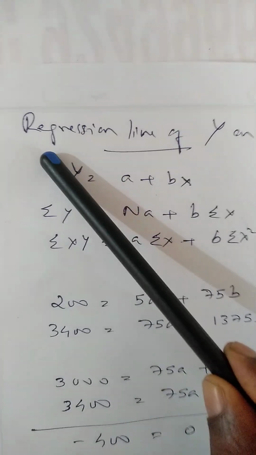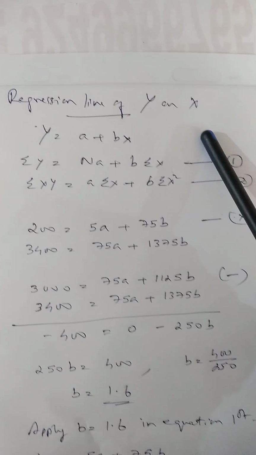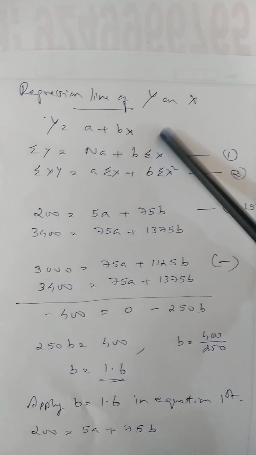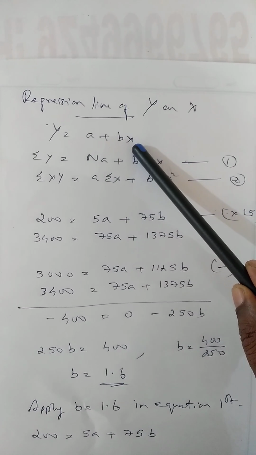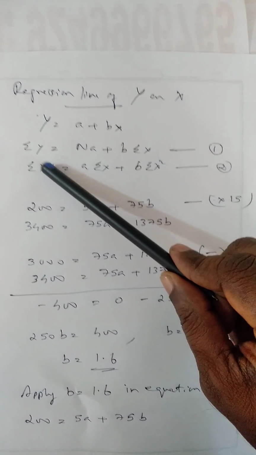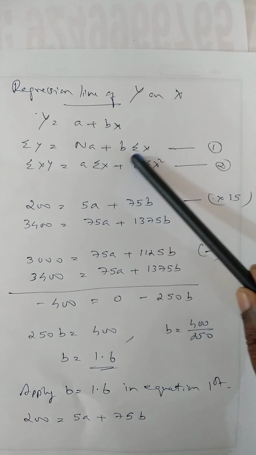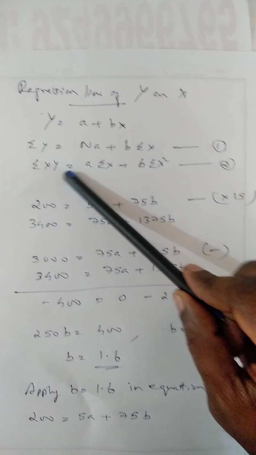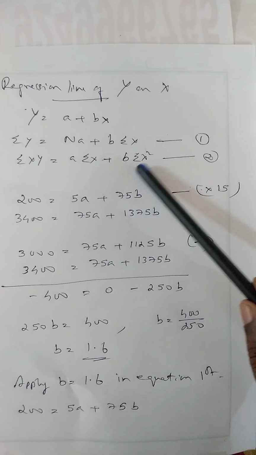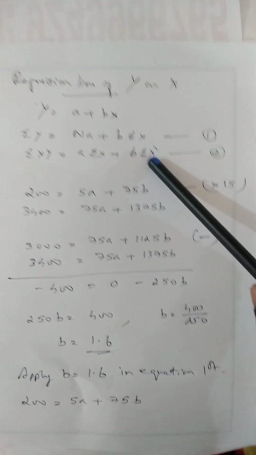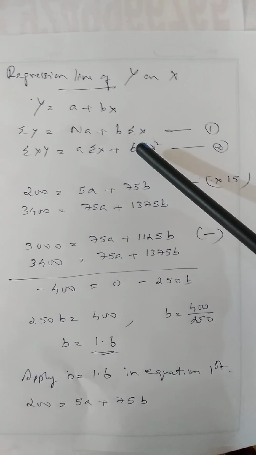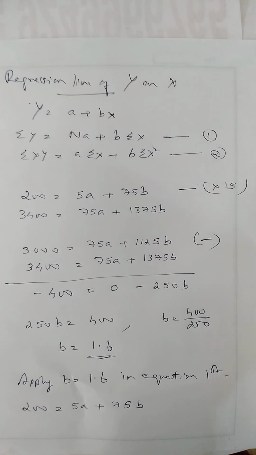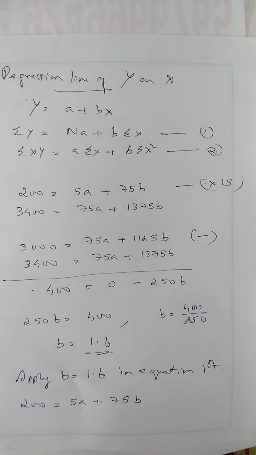Regression line of y on x, and the formula to find this regression equation is y is equal to a plus bx, and the supporting formulas are sigma y is equal to n a plus b sigma x, and sigma xy is equal to a sigma x plus b sigma x squared. These two formulas are there. To get the value of a and b, we have to solve these two equations under the simultaneous equation technique.